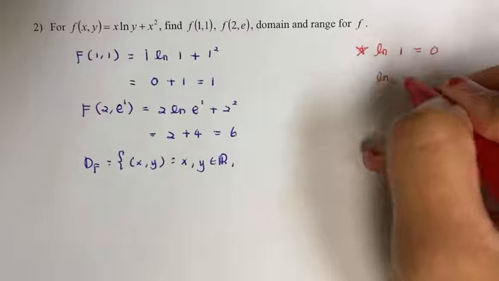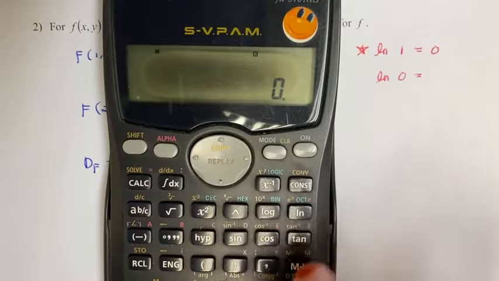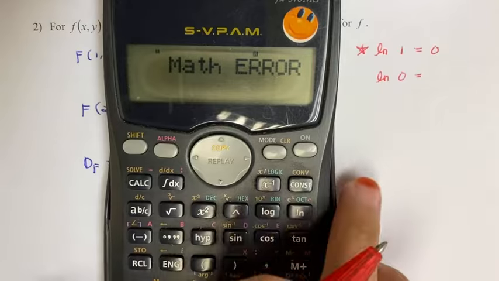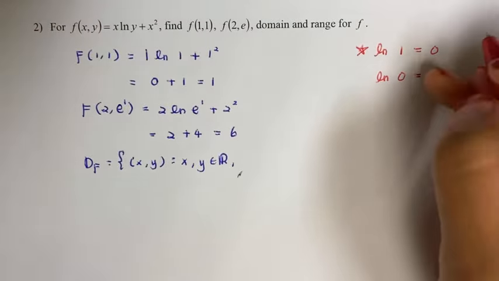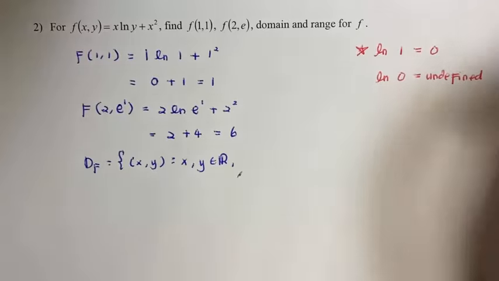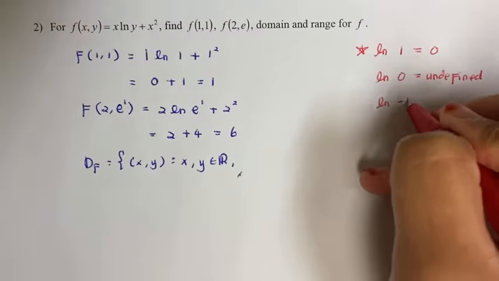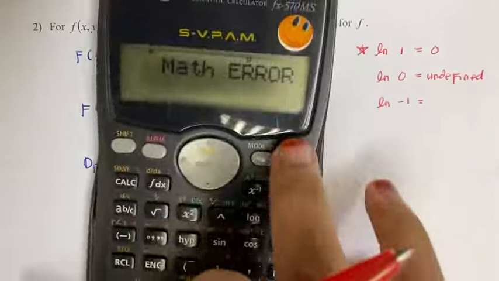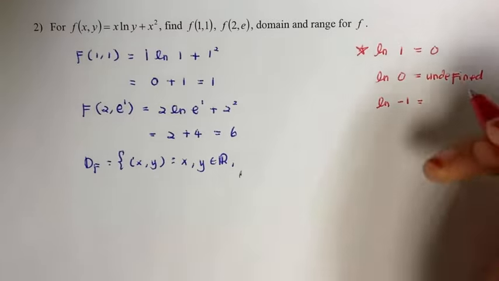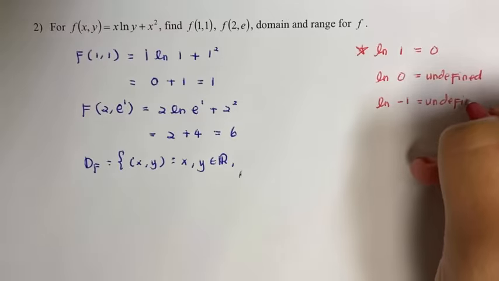But if you try to find ln 0 using the calculator, you got a math error. So this means you have an undefined value for ln 0. Next, what if you have a negative value, ln(-1)? Let's see ln(-1), also a math error. So you have an undefined value.